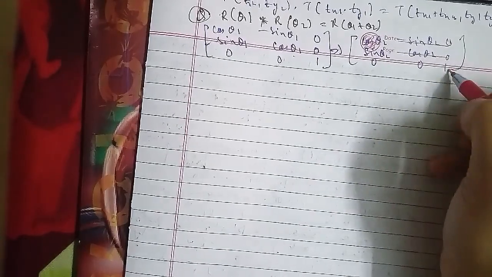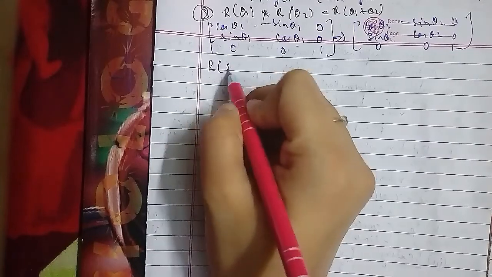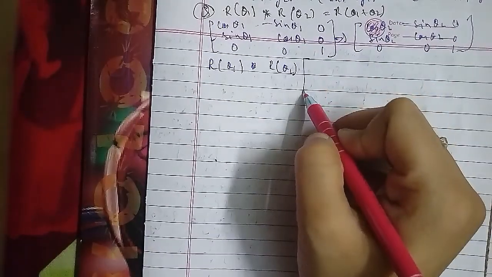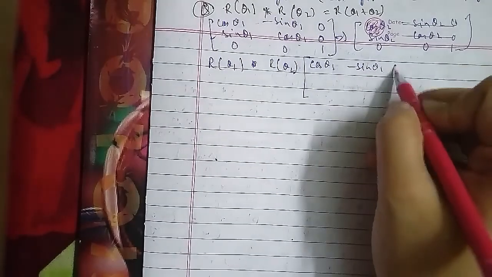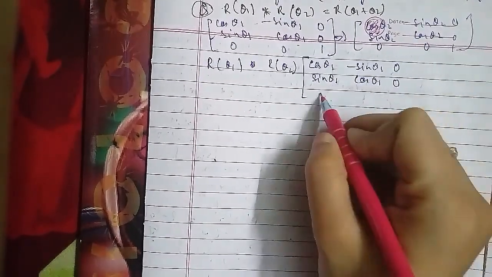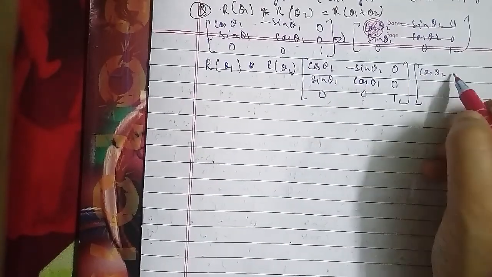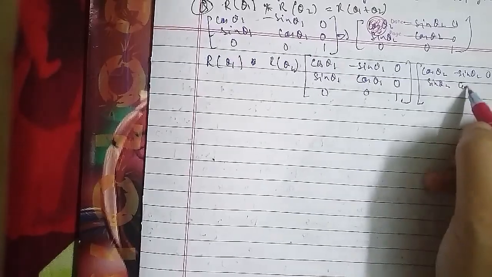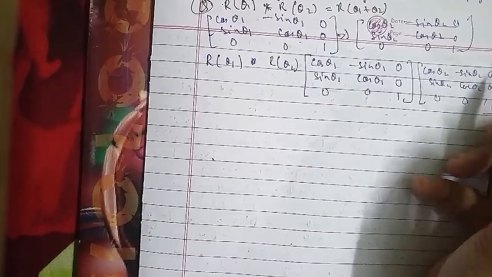cos theta 1 cos theta 2 minus sin theta 1 sin theta 2, and here we'll multiply rows with columns, then we'll find it out. Minus cos theta 1 sin theta 2 minus sin theta 1 cos theta 2, and then 0. So here the other row we'll find out: sin theta 1 cos theta 2 plus cos theta 1 sin theta 2. Here we'll get sin theta 1 sin theta 2 plus cos theta 1 cos theta 2, and then we have 0 as well. The other row is 0, 0 and 1. So that will get it out here.